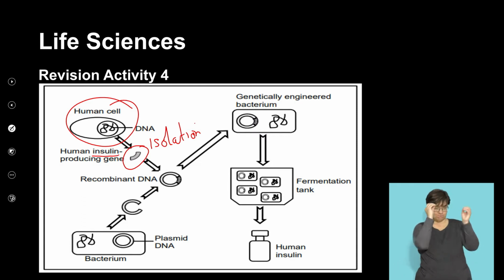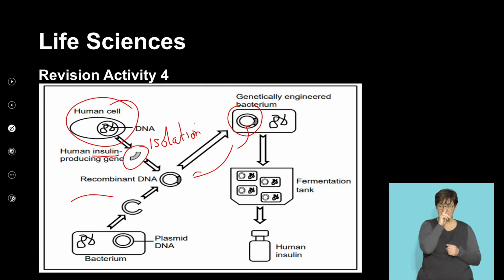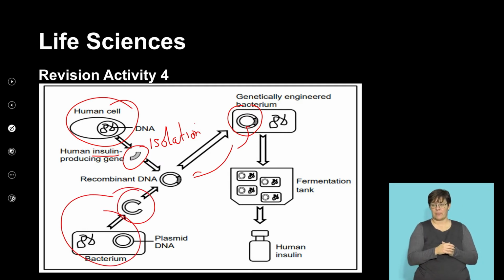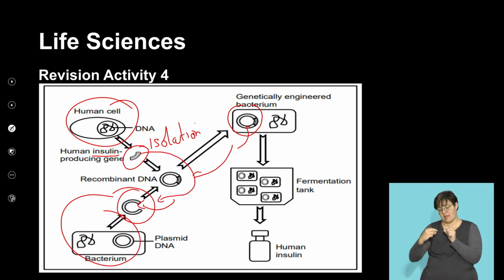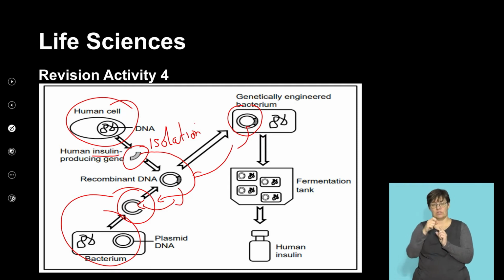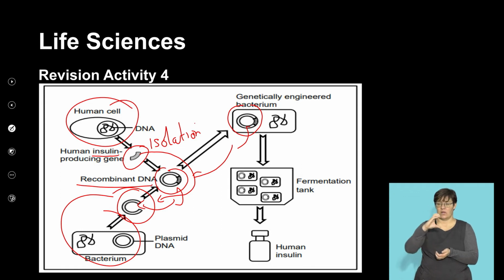In this case, we find a bacterium whose genome is well understood, that has a plasmid. That plasmid is removed, as you see here. It's spliced open using enzymes, and then we insert the gene for insulin producing protein into that. We now have what we call a recombinant DNA plasmid. That is then inserted into the bacteria, which becomes genetically engineered or modified.